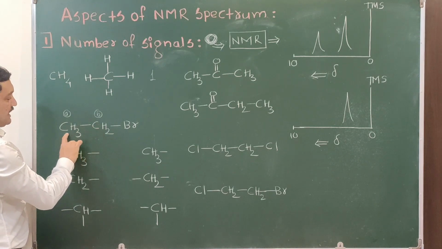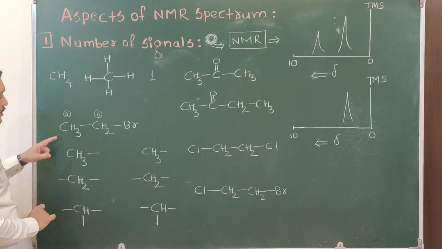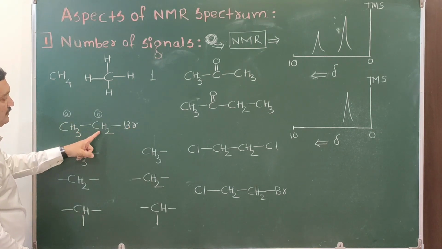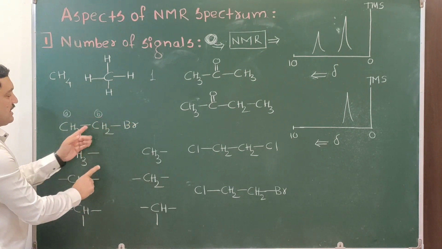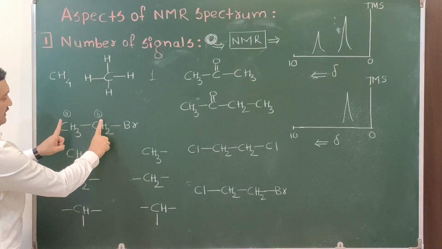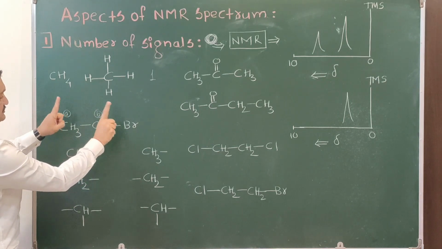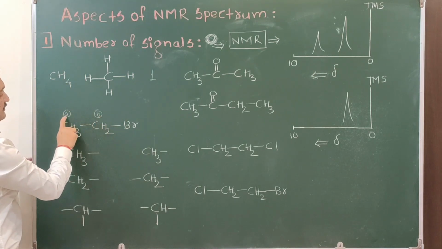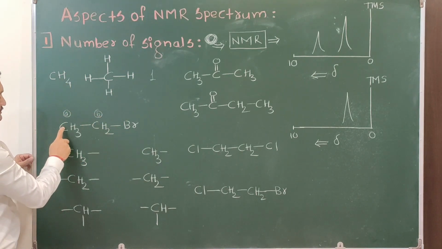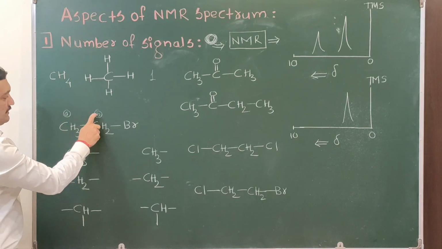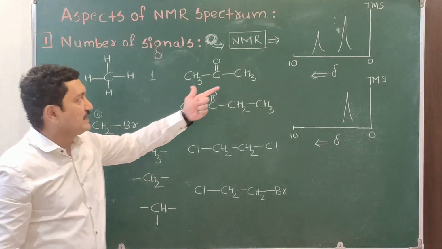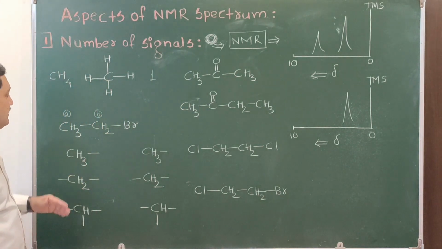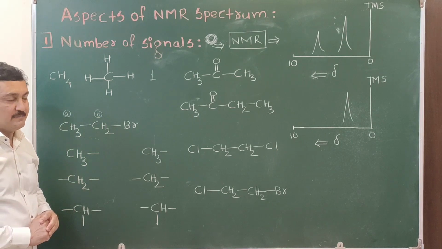CH3 and CH2 are non-equivalent with each other. Because for CH3, the environment is CH2Br. The environment of CH2 is direct CH3 and Br. They have a different chemical environment. So they have a different precessional frequency. They will absorb different radio frequency radiation and they will give different signals. For our convenience, we will write A for CH3 and B signal for CH2. Hence we are getting 2 signals for ethyl bromide. They are called non-equivalent hydrogens because they have a different chemical environment.